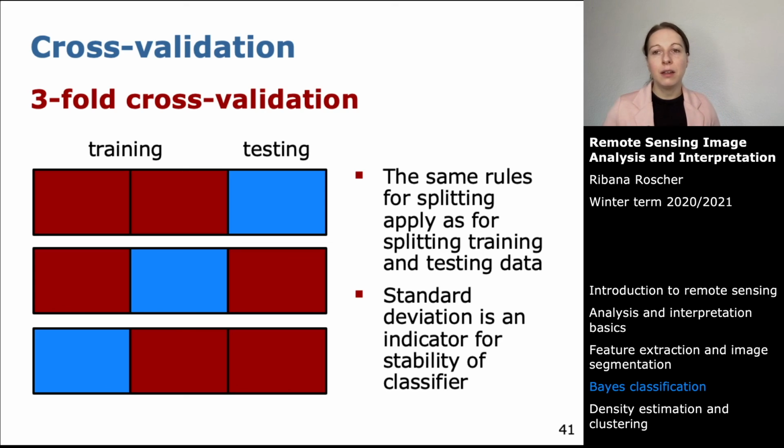But here you need to be aware that the same rules for splitting apply as for splitting the training and test data once. Because you need to see that in each of the sets all classes occur, and also that it's not such a huge class imbalance. And as I said, besides the average accuracy, that means the average overall accuracy or the average class-wise accuracies, it's also good to report the standard deviation when you report your evaluation results.